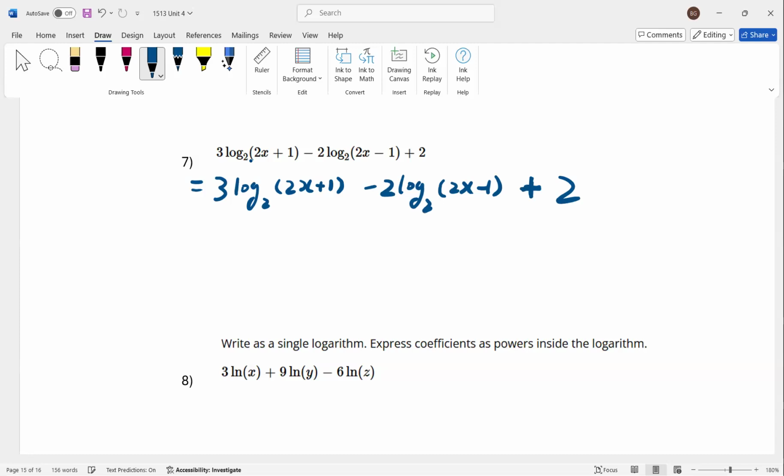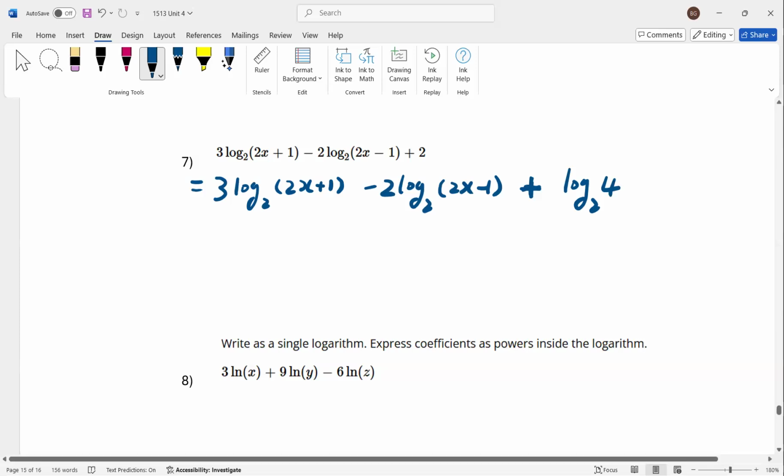But we may rewrite 2 as a log. Could we write 2 as log with base 2 of 4, with argument 4? Same value, okay? Yeah, you figured it out. 2 is the same as log with base 2 of 4. And this way, all the 3 parts in the expression are log with base 2, same base. Okay, and then what do we do?